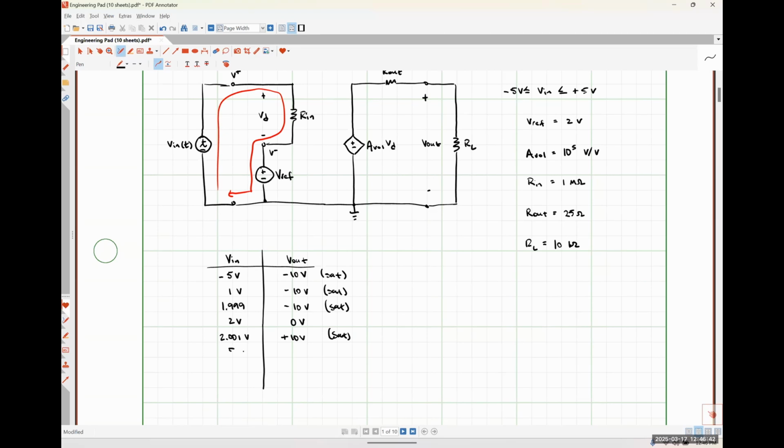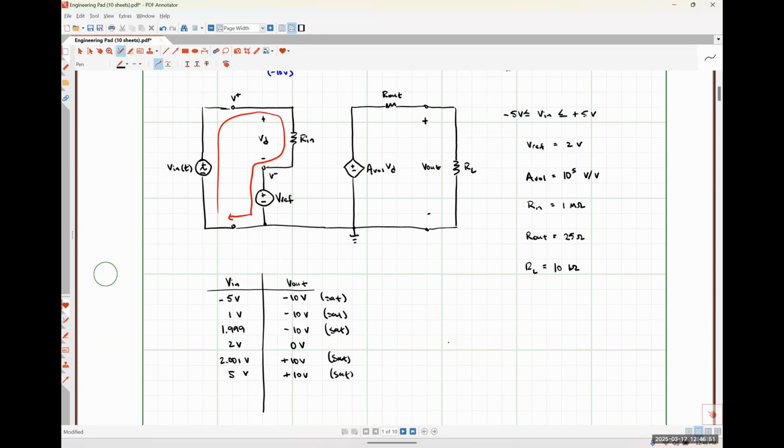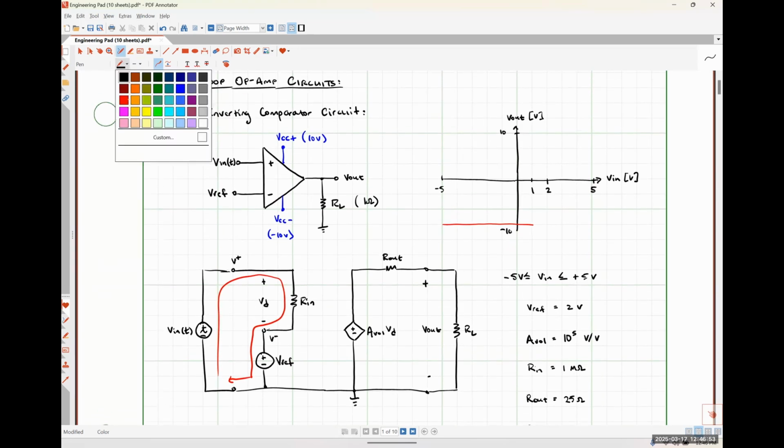And as we continued on out to 5, it should be fairly obvious that we'll continue to saturate at positive 10 volts. So our graph should look something like this. Oops, this should be red.